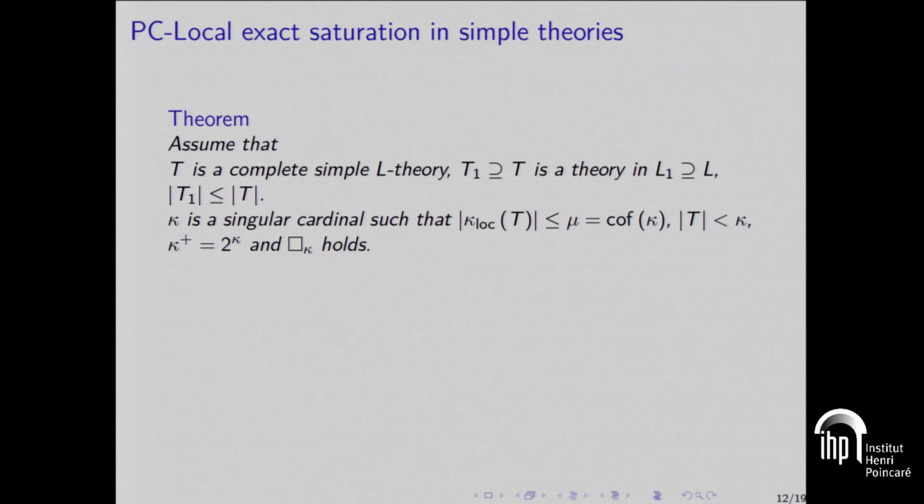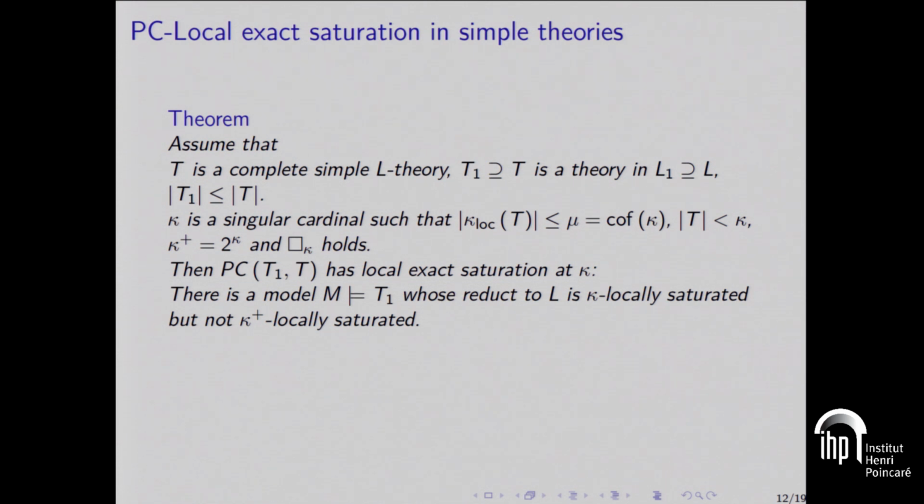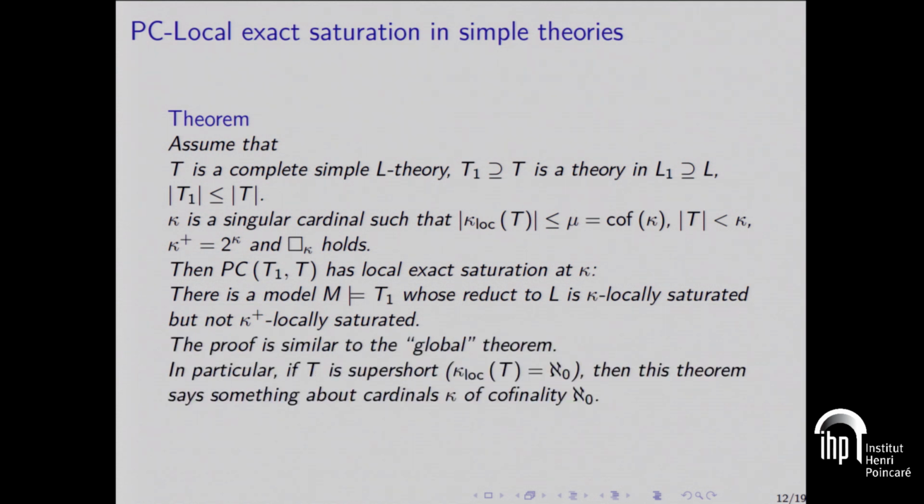Now let me state a theorem about PC exact saturation in the local case. It's very similar to the previous theorem about simple theories, but every time I replace by local. I have a complete simple theory T, and T1 some expansion, and kappa a singular cardinal with all the set theoretic assumptions. One of them is that the cardinality is greater or equal than kappa log; before it was kappa of T, now it's kappa log of T. Then there is local exact saturation at kappa. Namely, there is a model of T1 whose reduct to L is kappa locally saturated, but not kappa plus locally saturated. So there are some differences in the statement.